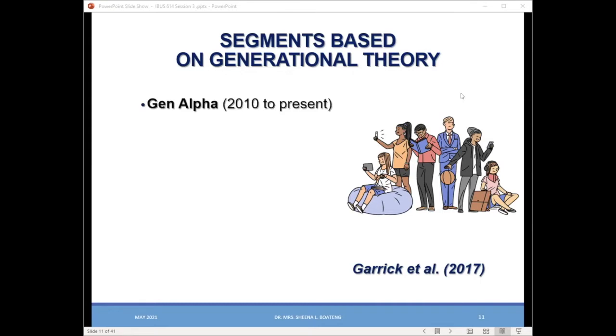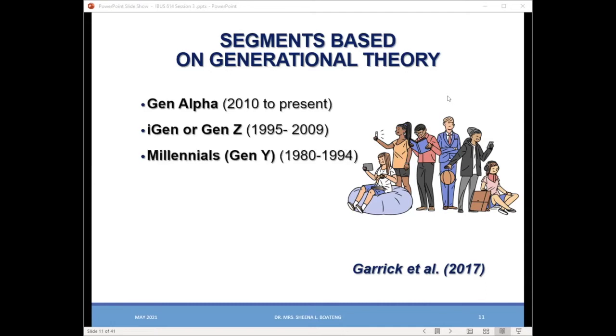We have the Gen Alphas, also known as Generation Alpha, including those who were born from 2010 to date. Then we have the iGen or the Gen Z, also referred to as Generation Z, who were born between 1995 and 2009. Then we have the millennials, also known as Generation Y, who were born between 1980 and 1994. Now, these three generational groups are known as the tech generation, because from the millennials down to the Generation Alphas were all born in the era of technology and in the era of the internet.